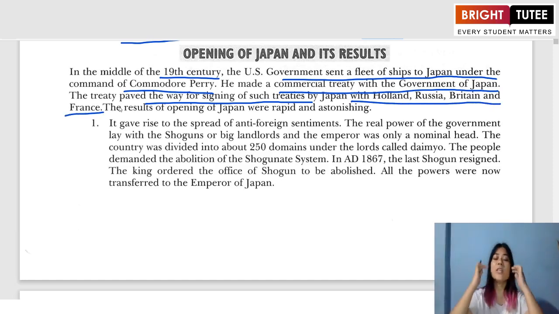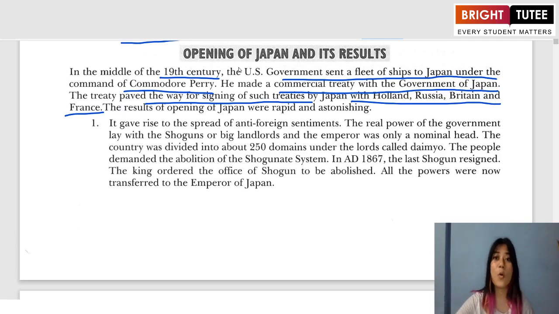So just now we learned how Japan was cut off from the outside world, from foreign countries. But this changed in the middle of the 19th century because then it began to open its doors to foreign countries. This started with a treaty signed between Japan and the United States government, and after this treaty, the doors were opened to other countries as well. So now Japan allowed entry not only to America, but also to Holland, Russia, Britain, and France.